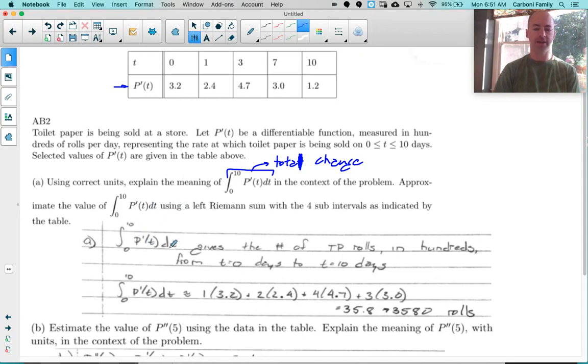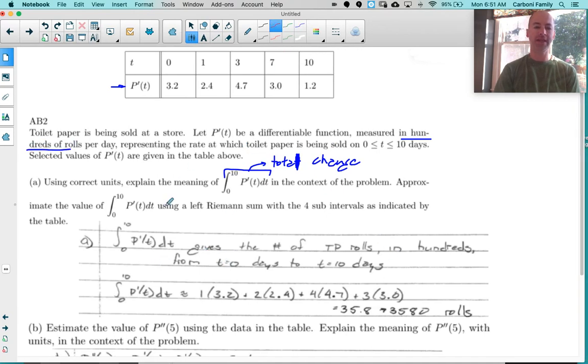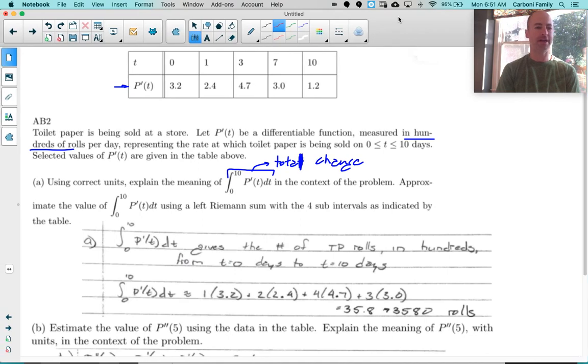So first, that definite integral will give the total change. If this represents the rate that toilet paper is sold, this will give you the amount of toilet paper sold. So this gives the number of toilet paper rolls in hundreds. We have to remember that this is measured in hundreds of rolls per day. And when you are explaining anything that has time values attached to it, you want to be sure that you include the limits of integration, or if you're explaining a derivative value, you include the point that you plugged in for the derivative.